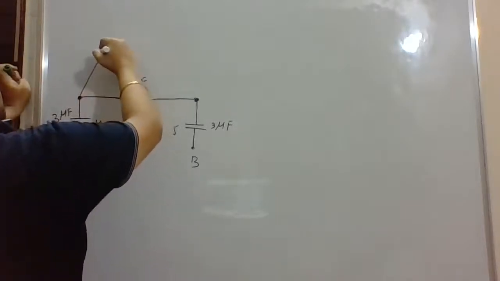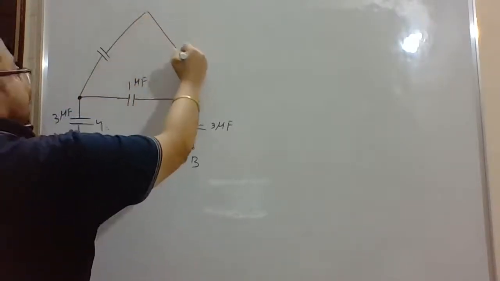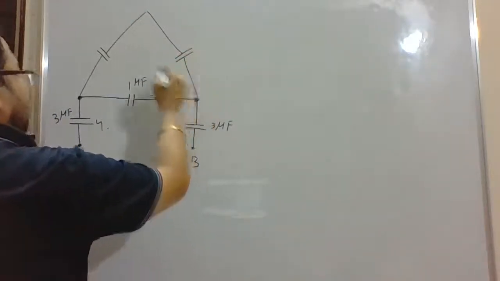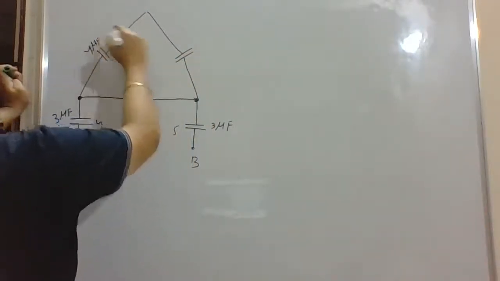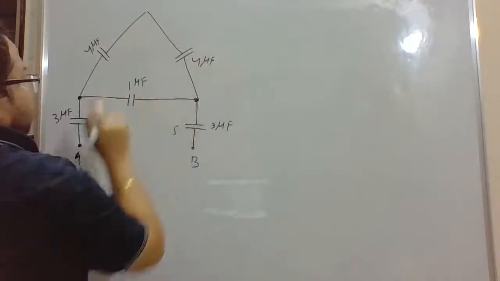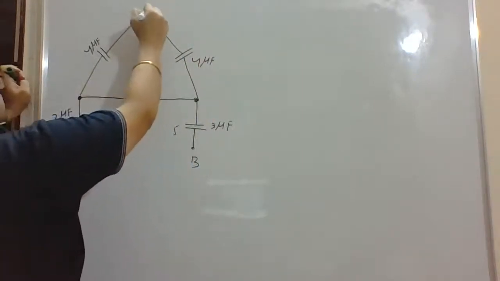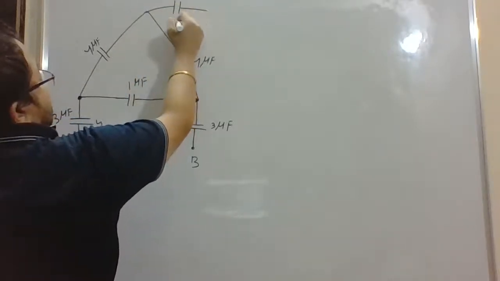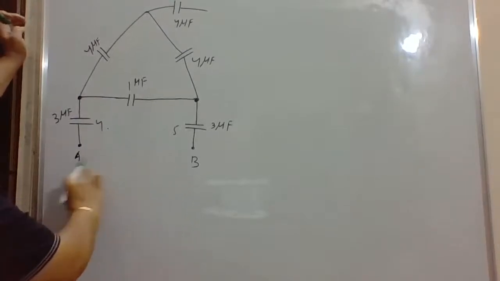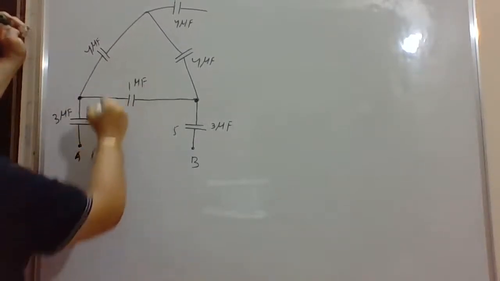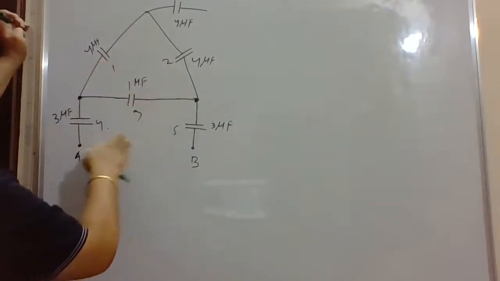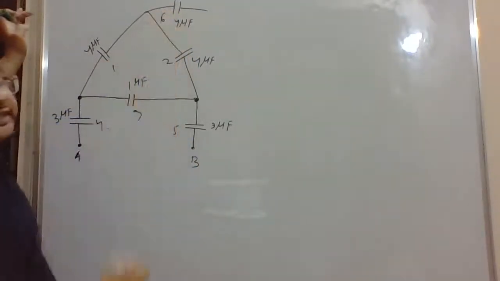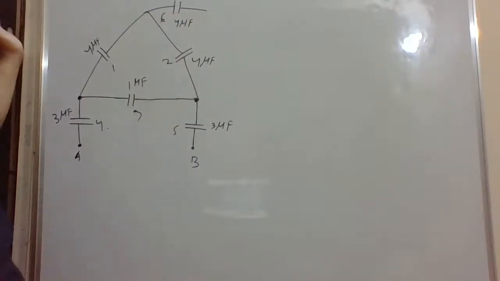Okay, so here we had one 4 microfarad. We had one more 4 microfarad like this, 4 microfarad, 1 microfarad. Suppose now I connect one more 4 microfarad here like this, right? And suppose across the same 2 points A and B, I have 1, 2, 3, 4, 5, and 6 capacitors. Okay, and I want to know what is the equivalent capacitance.